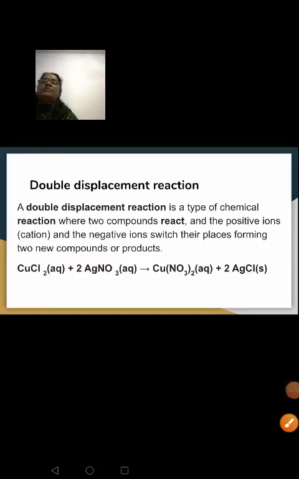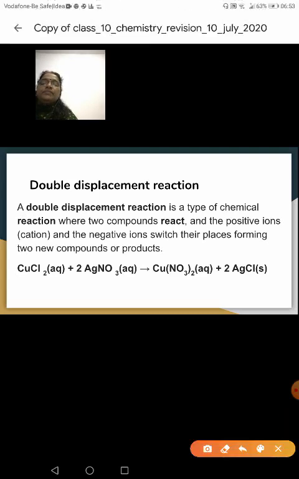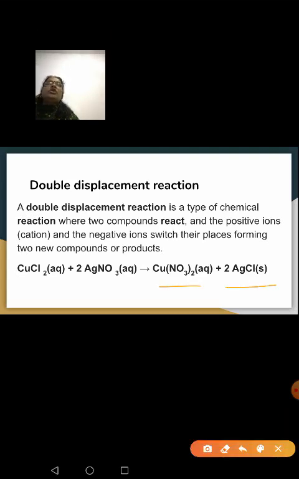See, what's a double displacement reaction? A double displacement reaction is a type of chemical reaction where two compounds react and the positive ions and the negative ions switch their places, forming two new compounds or products. Here I have given an example, copper chloride and silver nitrate. The Cl2 and NO3 swap their places to form Cu(NO3)2 and AgCl. So the positive and negative ions are swapping their places, forming two new compounds. Here copper nitrate and silver chloride are the two new products formed.